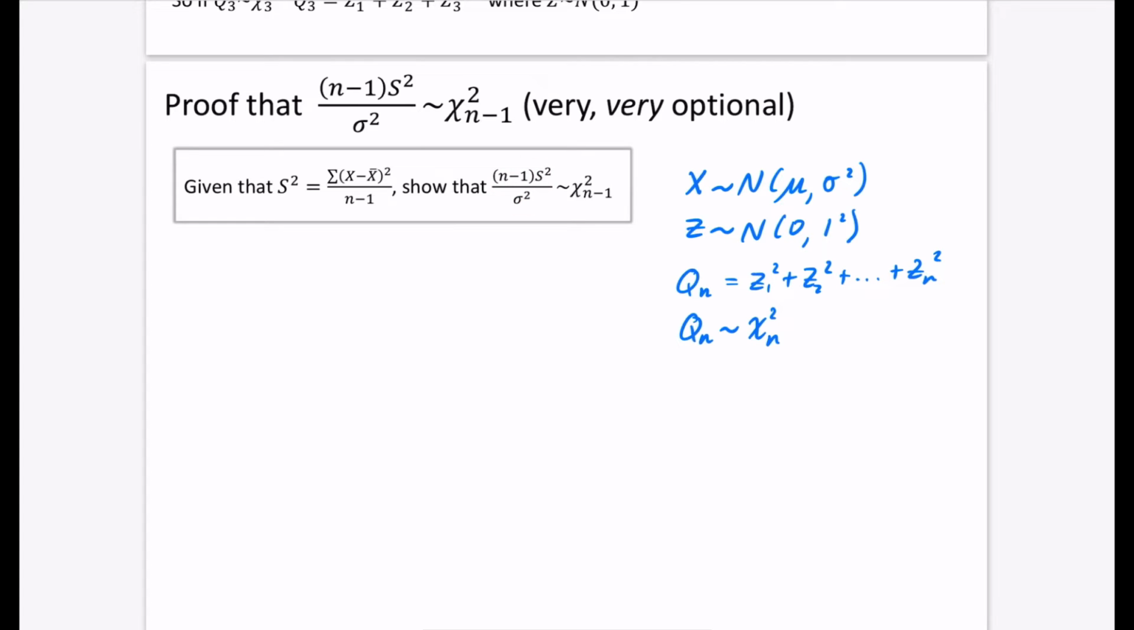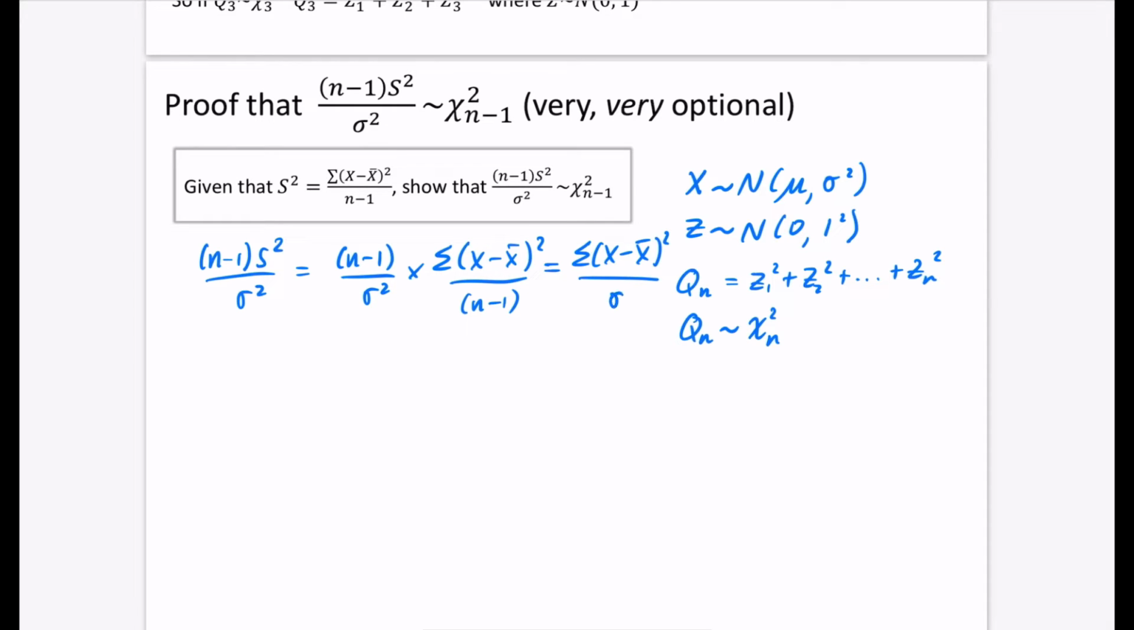Let's first of all investigate what n minus 1 times s squared over sigma squared is. Doing a bit of substitution, it is n minus 1 over sigma squared multiplied by s squared, which is the sum of (x minus x bar) squared over n minus 1. Now the n minus 1s are going to cancel, and so it is the sum of (x minus x bar) squared all over sigma squared.